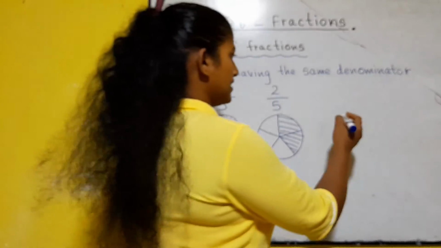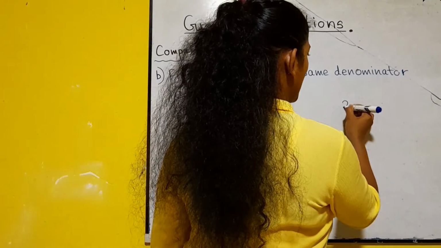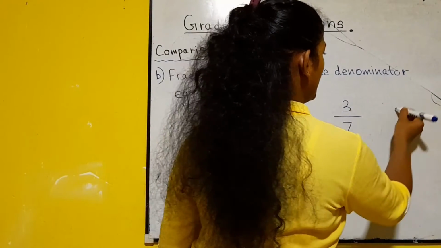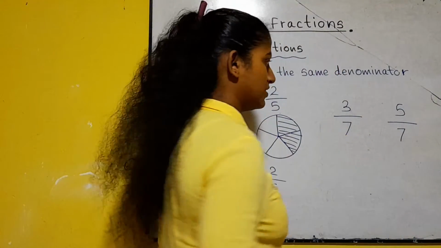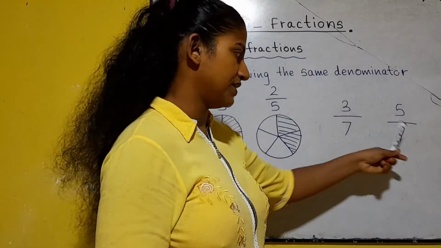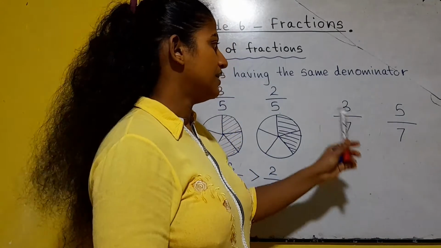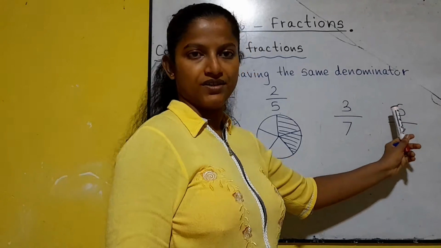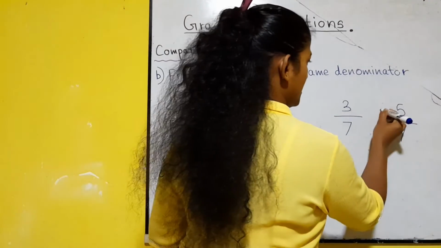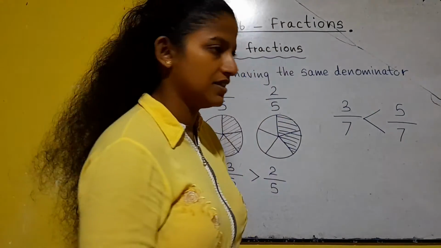If you select two fractions like this, I am taking 3 over 7 and then 5 over 7. Two fractions with the same denominator. The denominator is 7 here. Then the numerators are 3 and 5. This is the largest numerator. So this fraction is the largest one. We are using this sign.